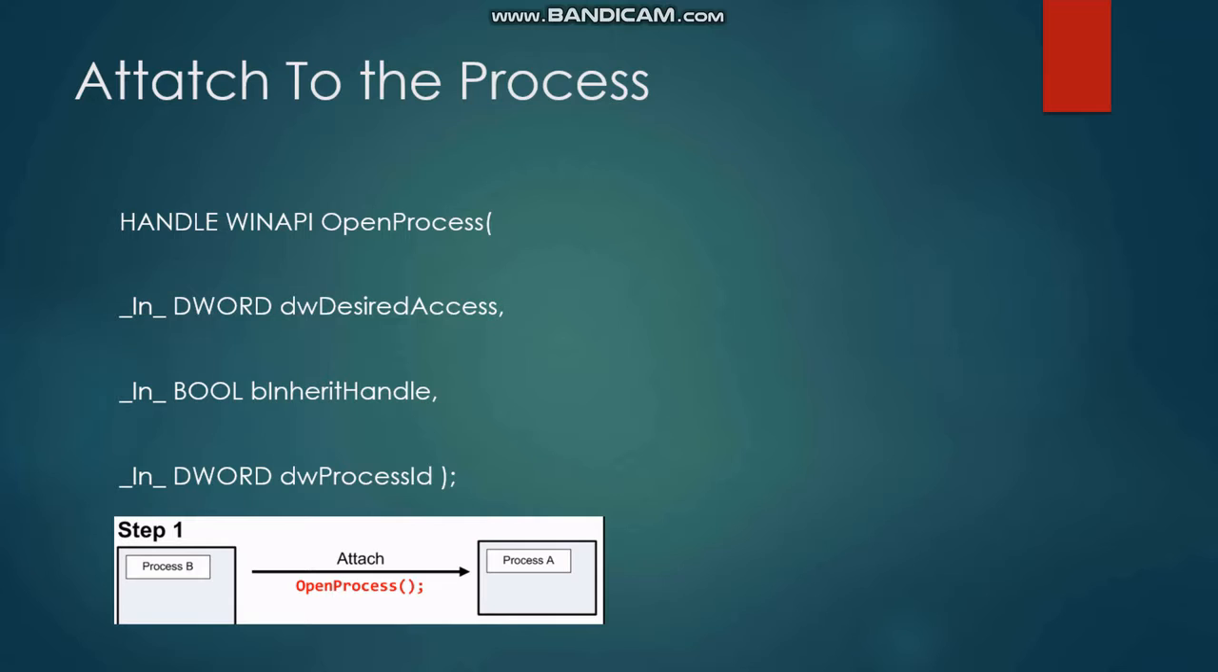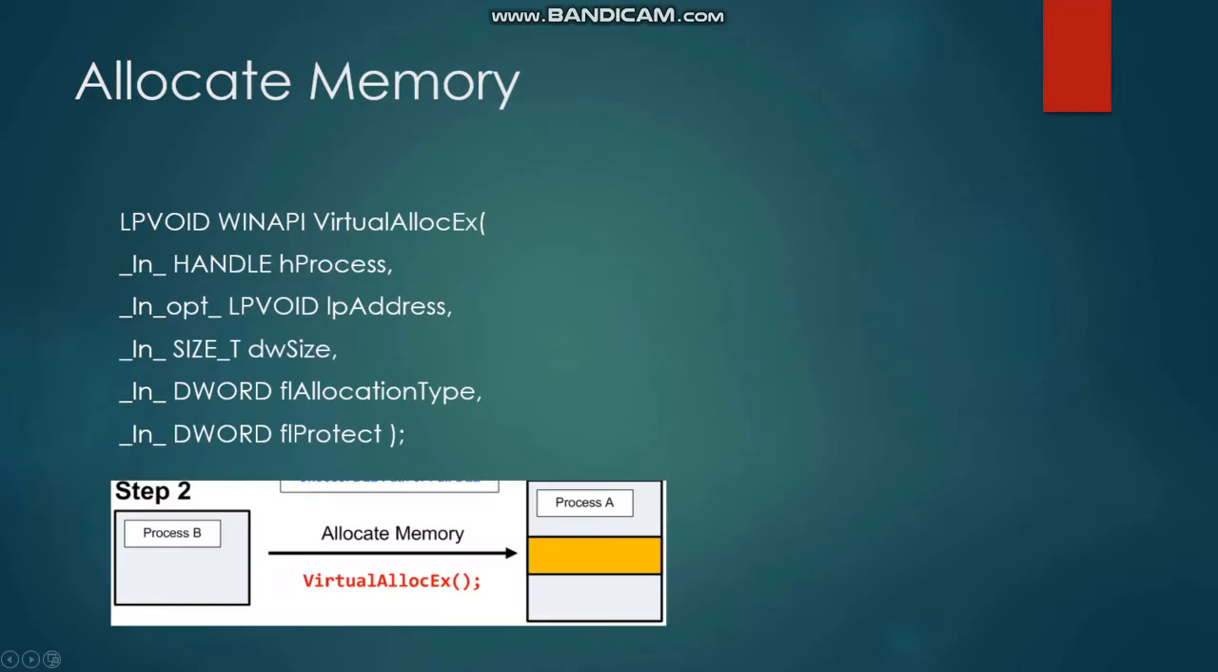A simple way to attach to the process is using the OpenProcess function from the Windows API. This returns a handle to the process. It uses the parameters of the desired access, which in terms of DLL injection, you would want something such as read and write, a handle, and a process ID. The process ID is the ID of the process.